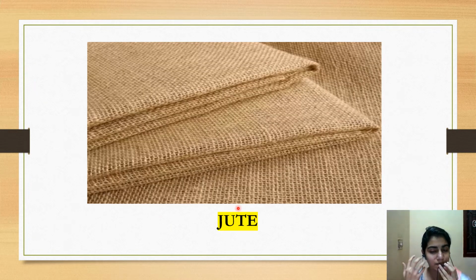Okay, so these plants are sources of the textiles which is then made into yarn and then made into fabric, and then from the fabric we make beautiful clothes or textiles. Okay, so the fibers which is used to make textiles are called textile fibers.